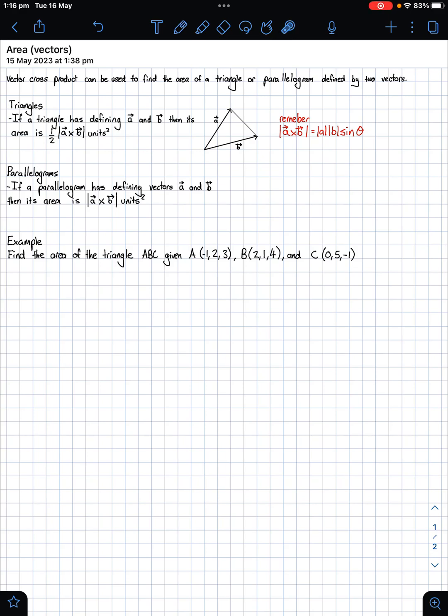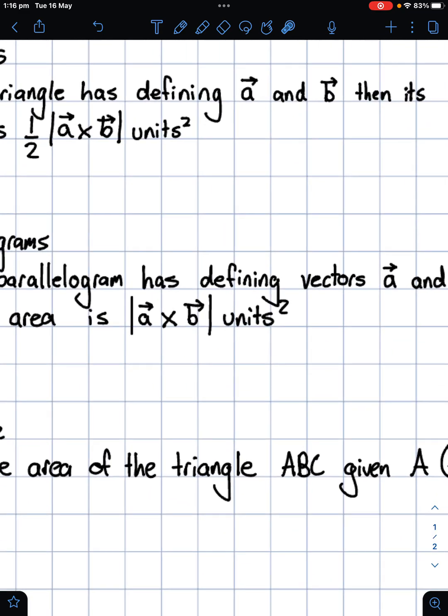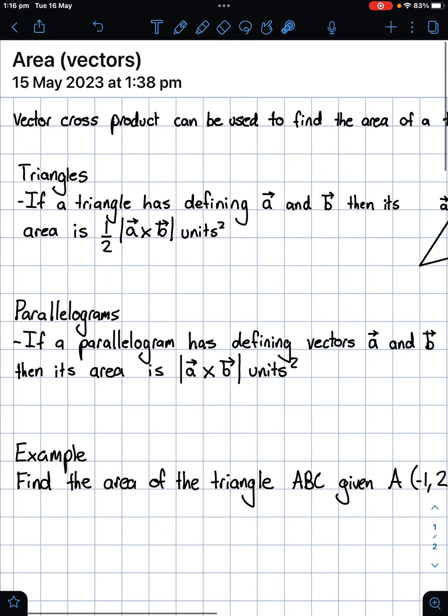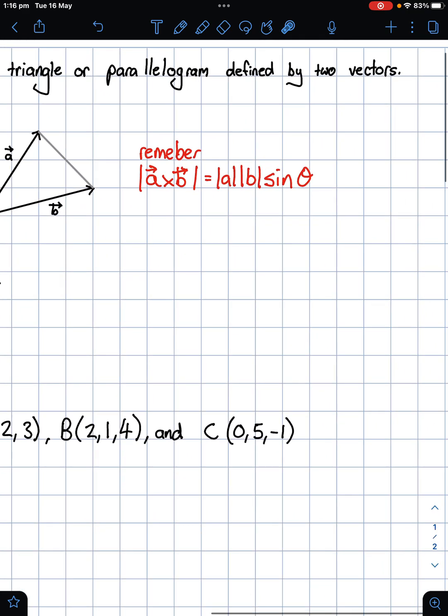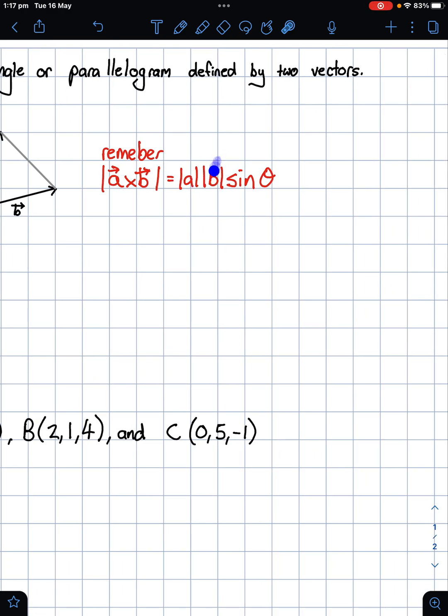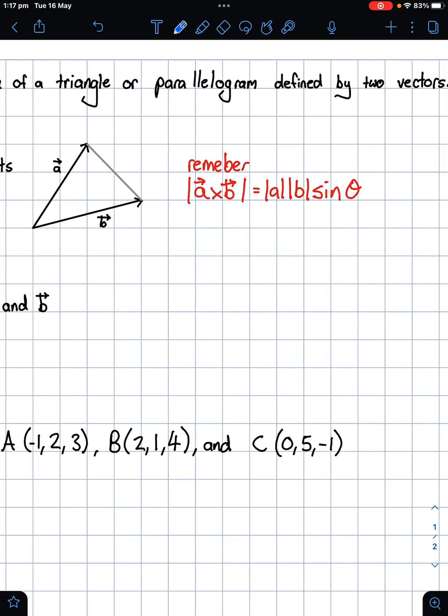So previously we've done the vector cross product. If that's unfamiliar, jump back to that one there. But we've practiced calculating vector cross product, and we came across this identity that I've got down here, that if we had the length of our cross product between two vectors, it would be equal to the length of each vector multiplied together and times by the sine of the angle between them.